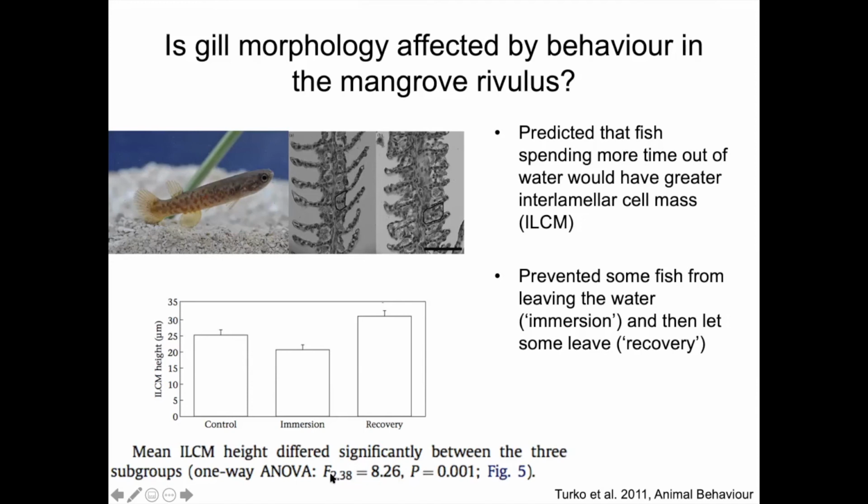Now, in this case, we have two numerator degrees of freedom corresponding to 3 experimental groups minus 1 and 38 denominator degrees of freedom, which tells me that overall there were 41 fish that were measured because our denominator degrees of freedom is equal to the total sample size minus the number of groups. So 41 total observations minus 3 is equal to 38.